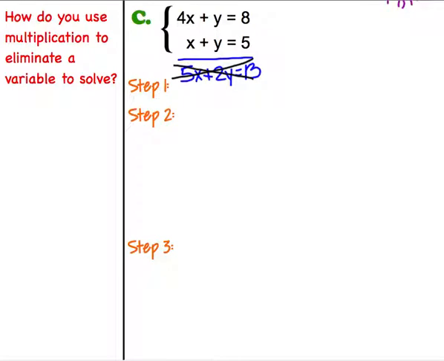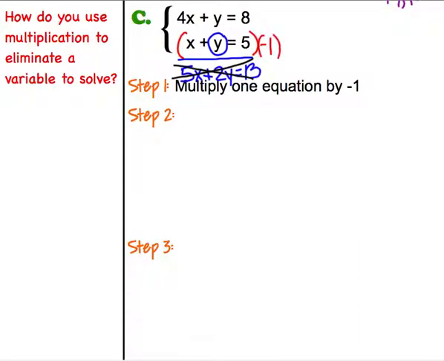So what we're actually going to do, because I noticed, well, if that y in that second example right here were only negative, this would be a dream equation. So what I'm actually going to do is multiply one equation by -1, which means this whole thing gets multiplied by -1. So when I do that, I end up having 4x plus y equals 8, and then my second equation is going to be -x minus y equals -5.